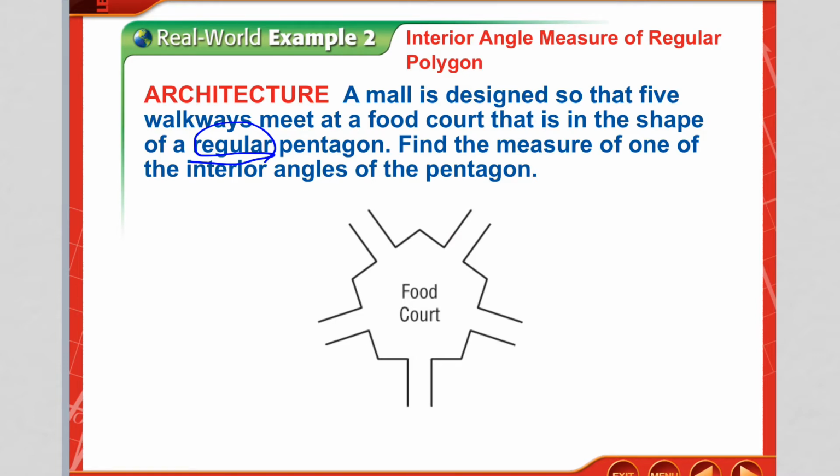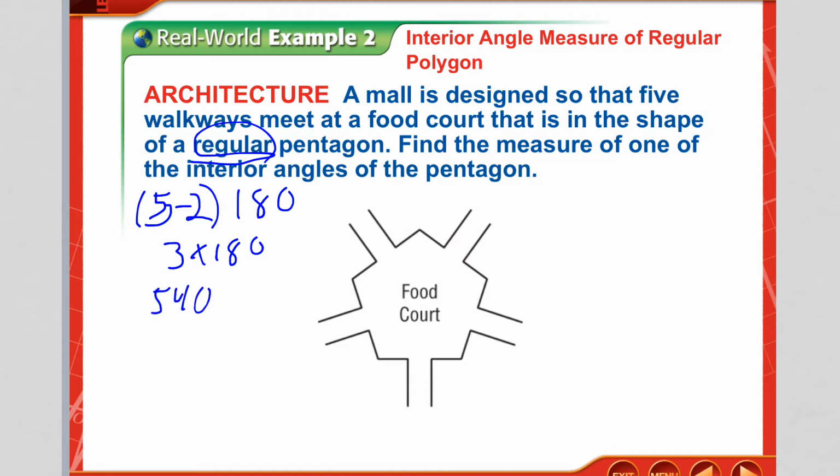So now it wants to find the measure of one of the interior angles, so not all of them. So what we have to start with is knowing, well, how many degrees should a pentagon add up to be? So again, since we're talking about the interior, the inside angles, we're going to do the 5 minus 2 times 180. So 5 minus 2 would be 3 times 180, which would give us 540 degrees. Now, since there's 5 angles, and they are all congruent, I'm going to take that 540, divide by 5, and that gives me 108 degrees. So each of these angles would be 108 degrees.